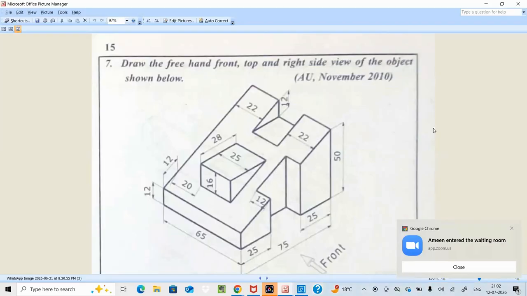Everyone, are you able to see the drawing? Yes, sir. We are trying to draw. Please, sir. Thank you. Yes, sir. Please take your time.